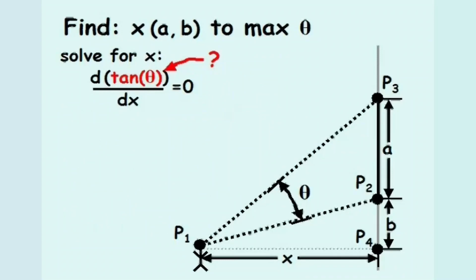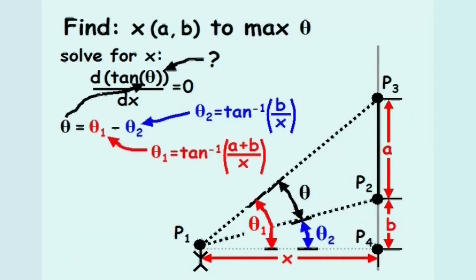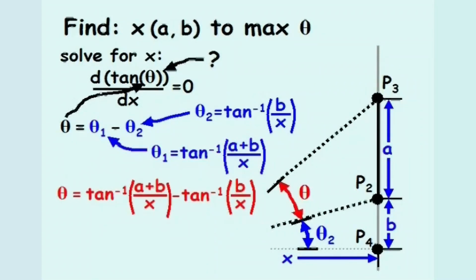To develop an equation for the tangent of theta, we'll define angles theta 1 and theta 2 as angles P3, P1, P4, and P2, P1, P4, respectively. And then the angle theta equals theta 1 minus theta 2, where theta 2 equals the arctangent of b divided by x, and theta 1 equals the arctangent of the quantity a plus b divided by x. After making the substitutions, theta equals the difference of two arctangent values.